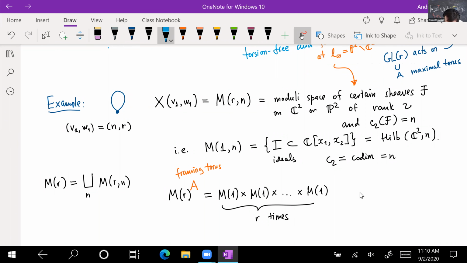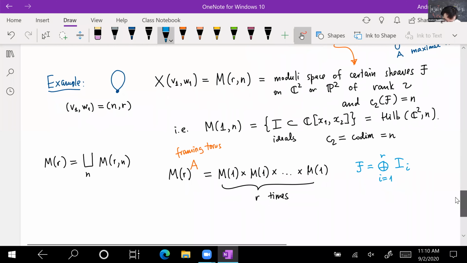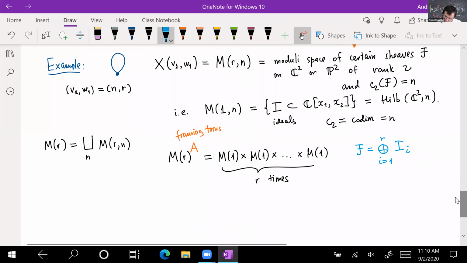And the corresponding locus is where your sheaf F is a direct sum, i goes from 1 to R, of this ideal sheaf of rank 1. And so now, what's the correspondence I want to consider? Anytime we talk about moduli of sheaves, there's always this correspondence given by short exact sequences of sheaves. So how about the following correspondence? We can have a correspondence between, maybe we take M.